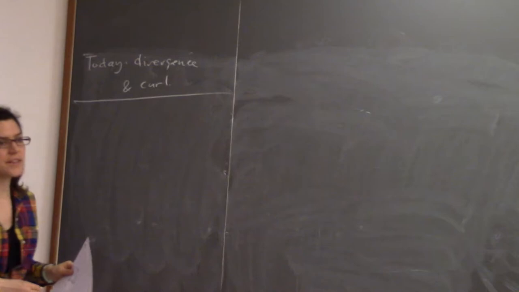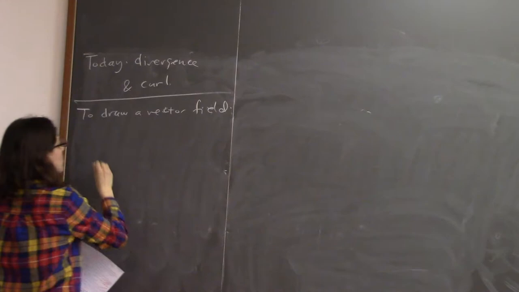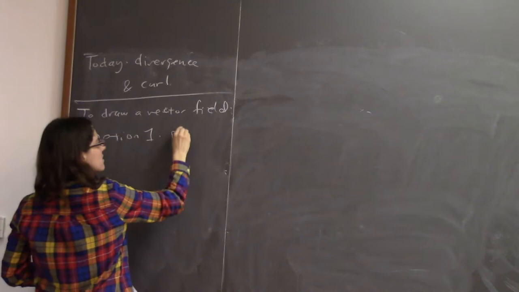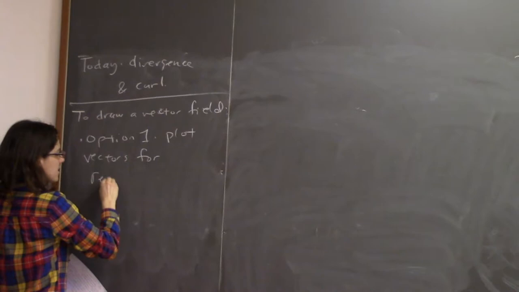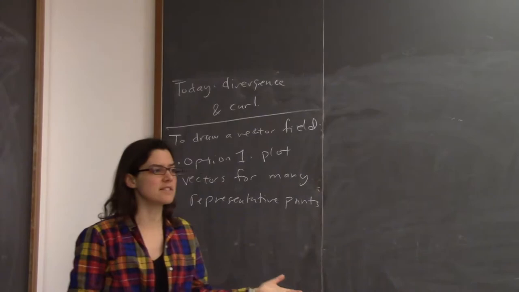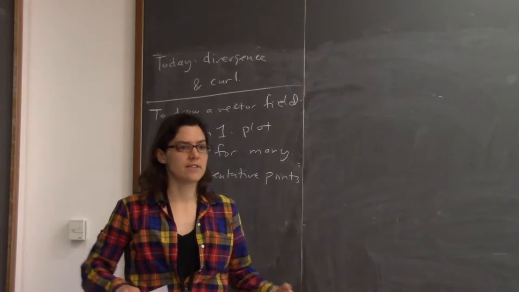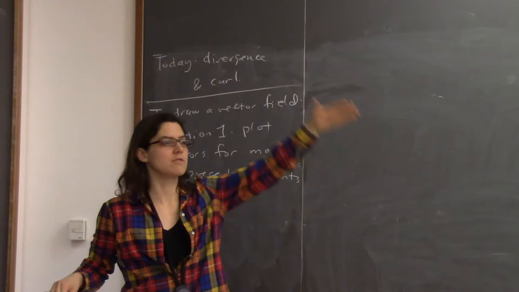So to draw a vector field, there are two options. Option one is the thing we were doing before, which is plot vectors for many representative points. This is what we did the other day. We had our favorite vector fields, x, y, and negative y, x. You just picked a bunch of points and plotted the vectors and tried to get a holistic sense of what was going on. For x, y, things were all just leaving the origin. And for negative y, x, things were rotating. That's option one. Very good option.